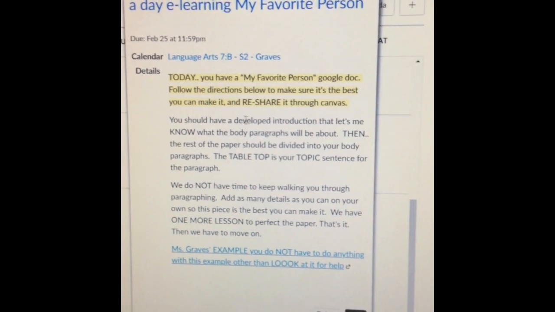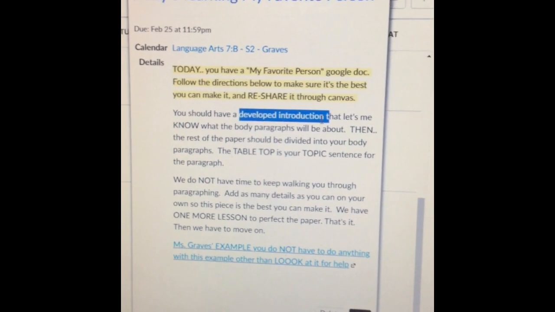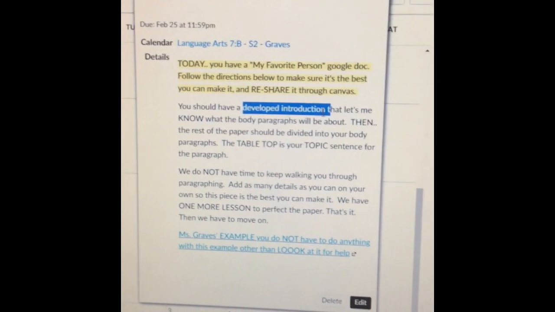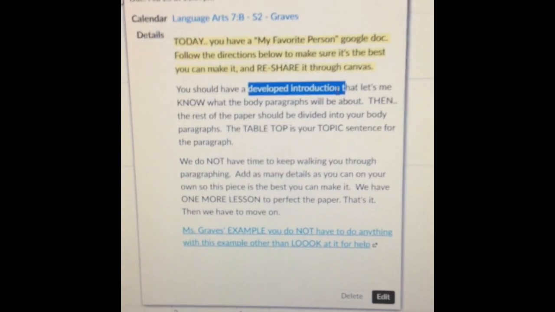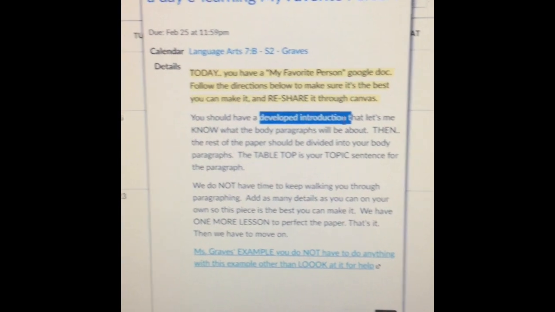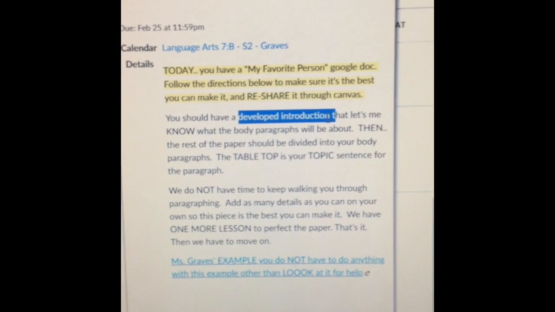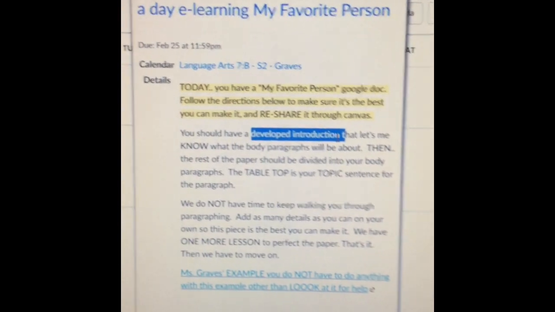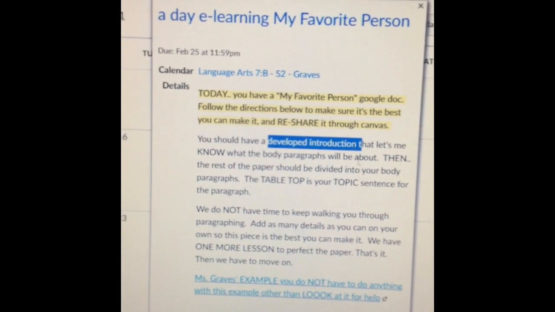I want to make sure that you have a developed introduction, okay? So you've told me who your favorite person is, and you've told me why they are your favorite person. And then yesterday in class, we talked about adding a sentence that gives a little bit of background about who this person is. Not too much. You're not getting into the information that you're going to put in body paragraphs, but just one sentence that gives me a little bit of background about this person. And I'll show you my example.